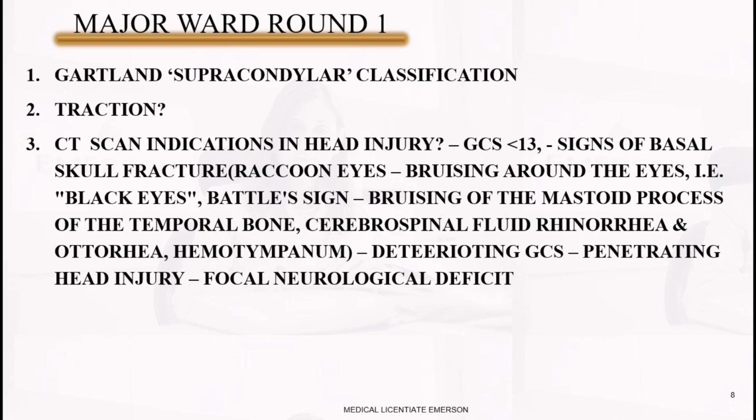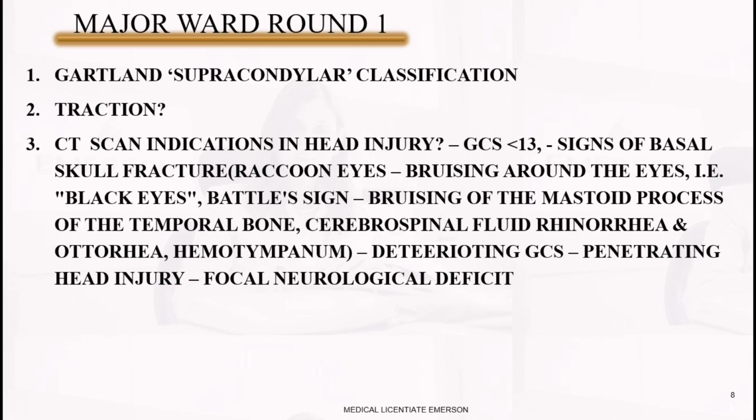So signs of basal skull fractures are raccoon eyes, which is just bruising around the eyes. They look black, periorbital blackness. And then the other sign you can see is Battle's sign, which is bruising of the mastoid process of the temporal bone. Then the other things are cerebrospinal fluid rhinorrhea and otorrhea, and hemotympanum.